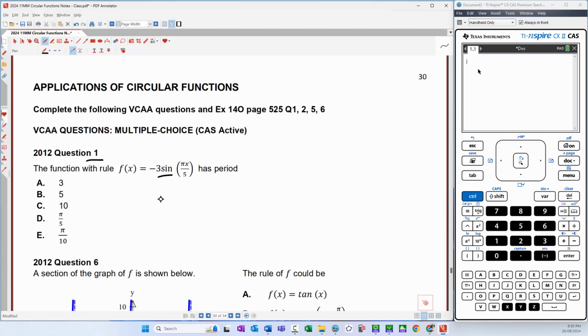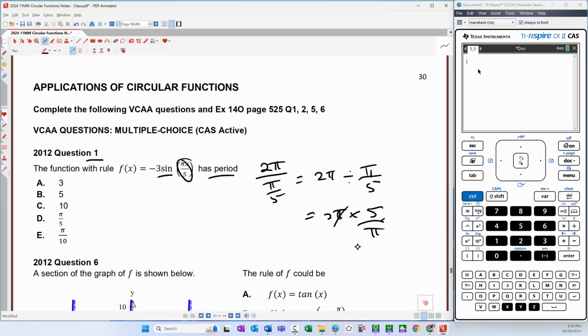And what we've got is sine. So the standard period is 2 pi. And what we need to do is calculate the period by looking at the value of the coefficient of x here. This represents the dilation factor. So a good way to get the new period of this function is to divide by this value here, which is pi on 5. 2 pi divided by pi on 5 is the same as 2 pi times 5 over pi. It's 10. So the period is 10.